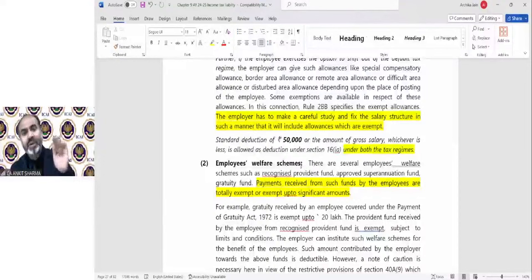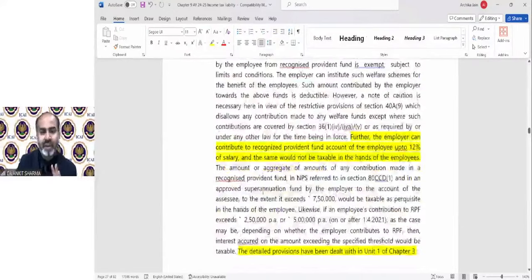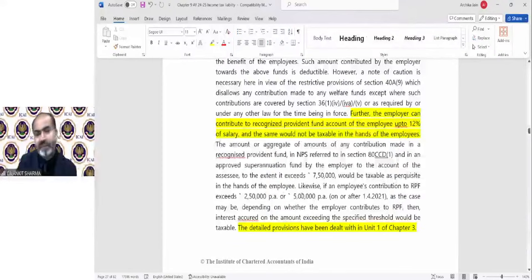Like for gratuity payment, up to 20 lakh rupees is exempted. So if your gratuity amount exceeds 20 lakh rupees, there is no exemption for the amount more than 20 lakh rupees. If it is under 20 lakh, then it's possible that your whole amount of gratuity can be exempted. So this is the general provision that has been written over here. Like for provident fund, it should not exceed 7 lakh 50,000 or 2 lakh 50,000 or 5 lakh rupees, as we have studied in unit number 1 of chapter number 3 also.